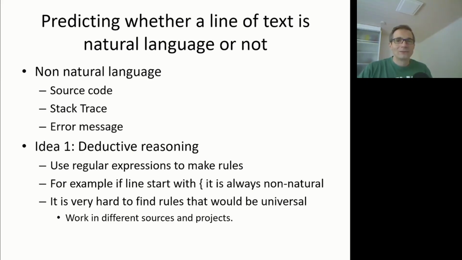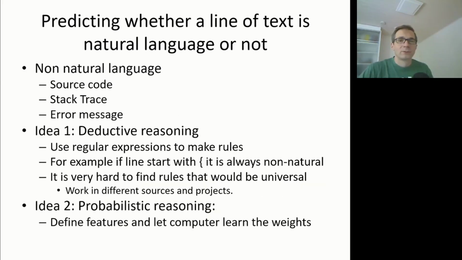Idea 1 was to use deductive reasoning, not probabilistic reasoning. The idea would be to use regular expressions to make rules to get rid of text that is non-natural. For example, if a line starts with an opening curly bracket, we would always classify it as non-natural. However, when trying this out on a real dataset, it was found to be really difficult to find rules that would be universal and accurate enough. So we went forward with idea 2, which is probabilistic reasoning.